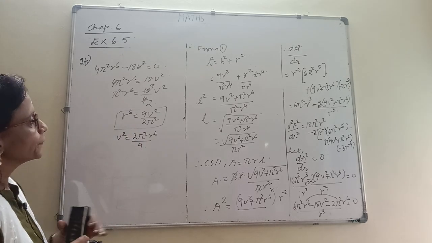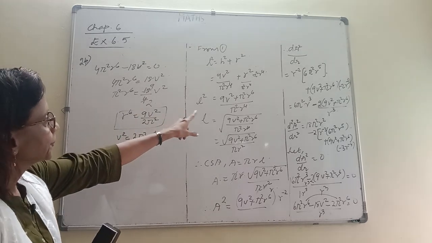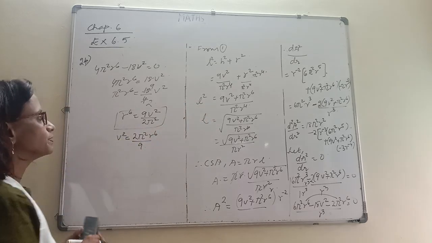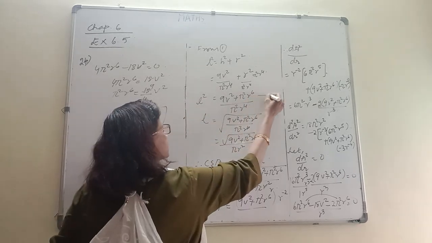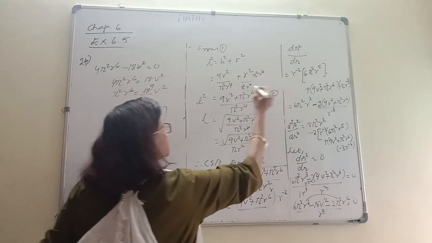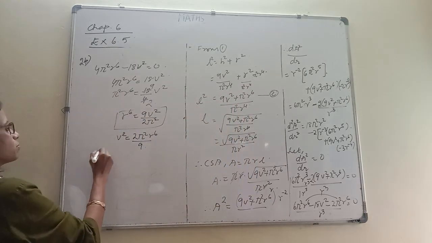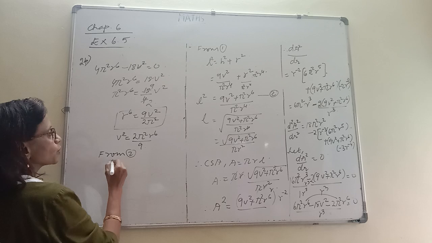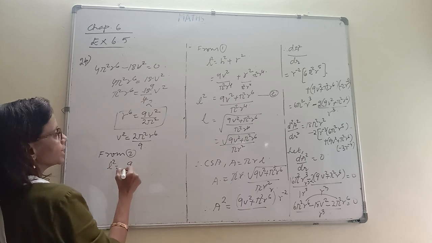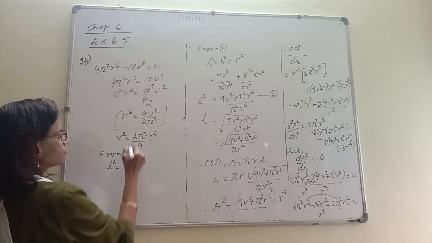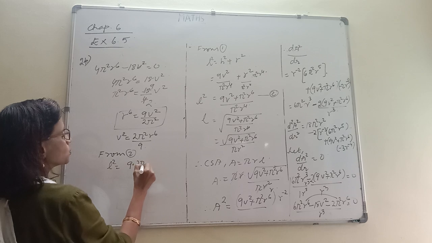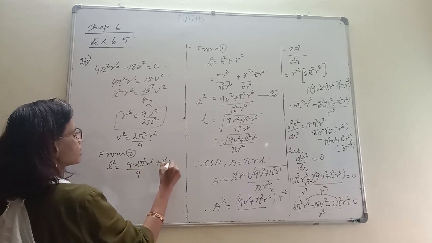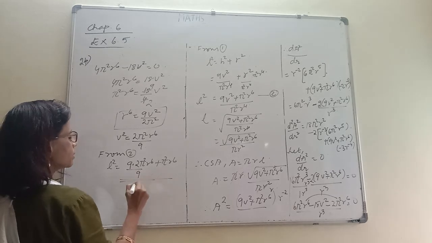Yeah, so let's take this term. Of course, we can make a substitution elsewhere, but this will be much simpler. From 2, okay, what happens? We get L squared to be equal to 9 v squared, and v squared for us is this, that is 2 pi squared r raised to 6 over 9 plus pi squared r raised to 6 whole over pi squared r raised to 4.